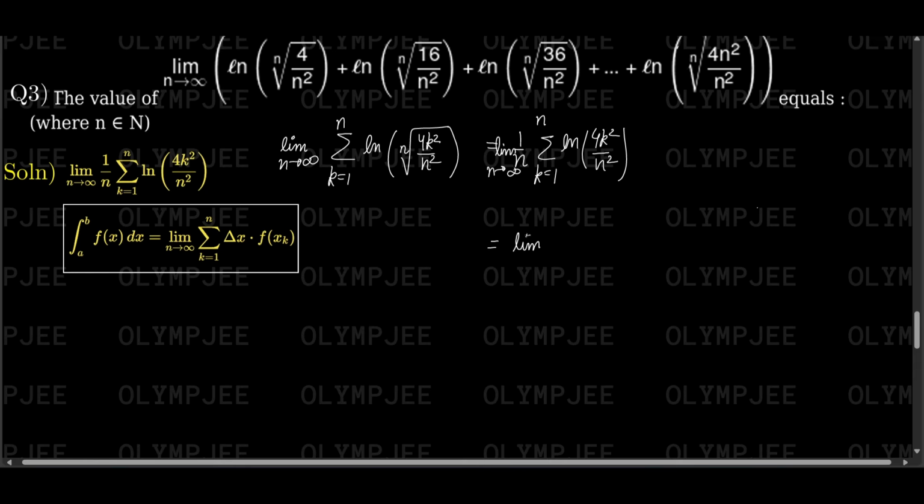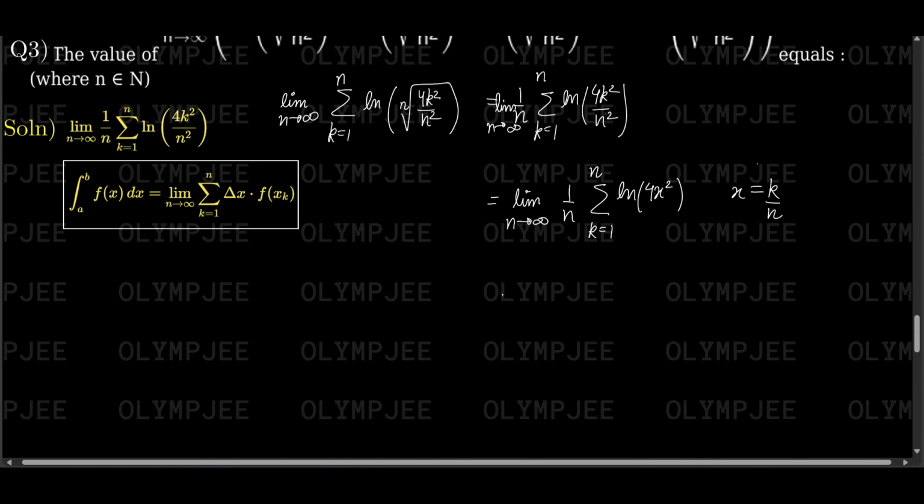limit n tending to infinity 1 by n, sum over k is equal to 1 to n of ln of 4x square, where I have taken x as k by n. Why I have done this, let us see. So you can form infinite rectangles of minimal area using this summation, which is the definition of integration.